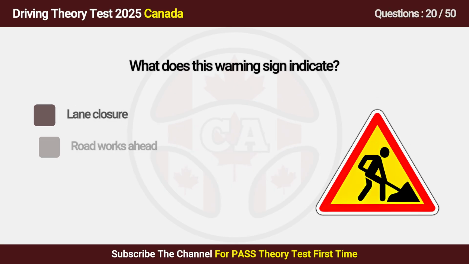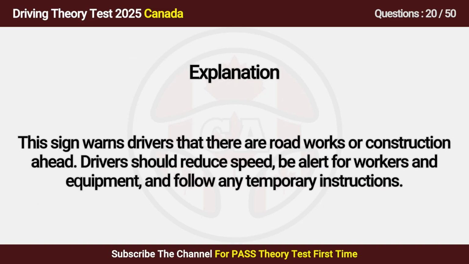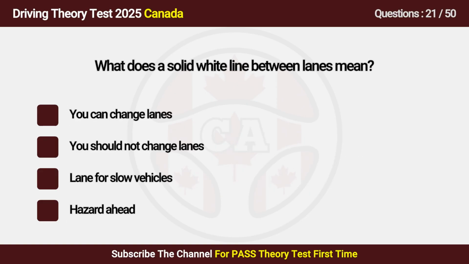Question 20. What does this warning sign indicate? A. Lane closure. B. Road works ahead. C. Detour ahead. D. Slow traffic. Answer is B. Road works ahead. This sign warns drivers that there are road works or construction ahead. Drivers should reduce speed, be alert for workers and equipment, and follow any temporary instructions.